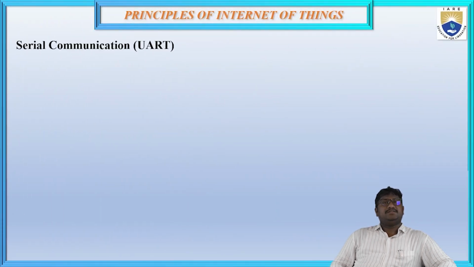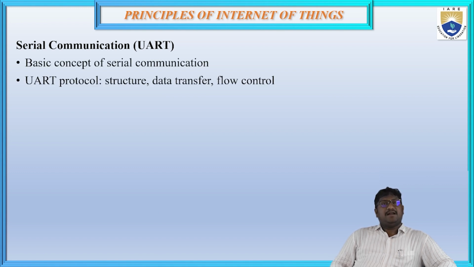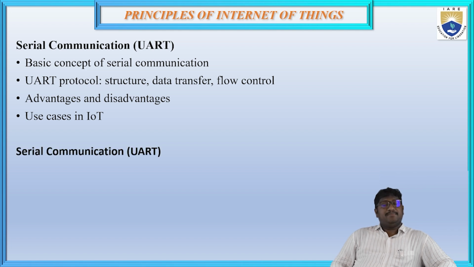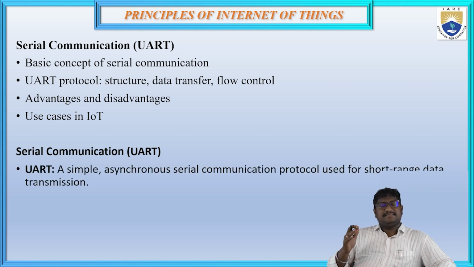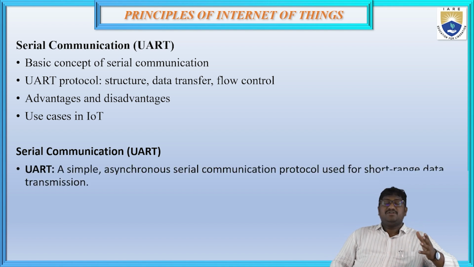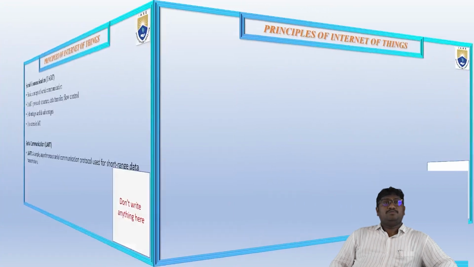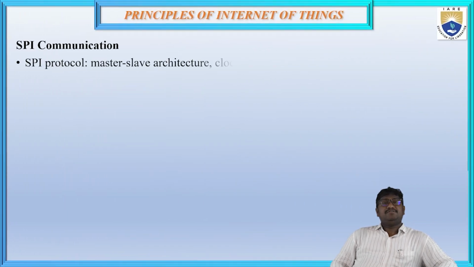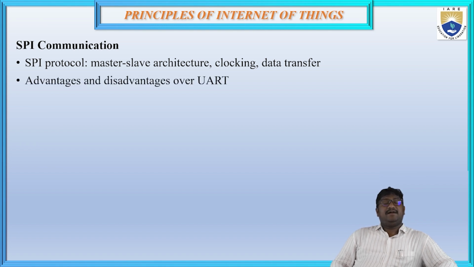And coming to serial communication, UART. These are the basic concepts of serialization: UART protocol structure, data transfer and flow control. And also we are knowing about the disadvantages and advantages. And also we are seeing some use cases in IoT and how the serial communication works. UART is a serial communication, a simple asynchronous serial communication protocol which is used for short range data transmission. And SPI communication is a master-slave architecture which is used for clocked data transfer. And what are the advantages and disadvantages, and what are the different kinds of use cases, I am going to show you.